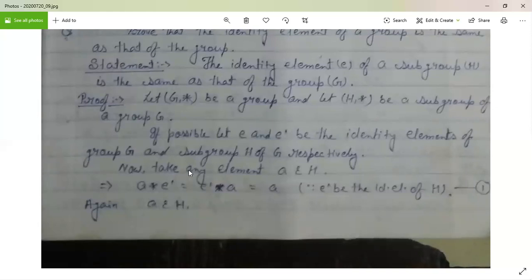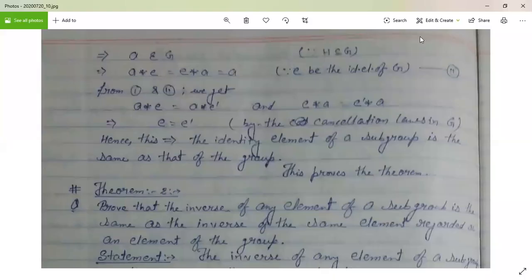For this, take any element a belongs to H. Therefore, a * e' equals e' * a equals a, since e' is the identity element of H. Take this as equation 1. Again, a belongs to H, which implies that a belongs to G since H is a subset of G. When we take any element in H, it is also an element in G.